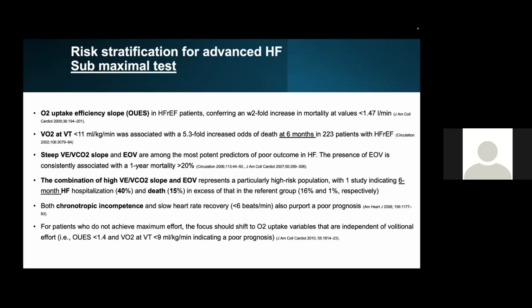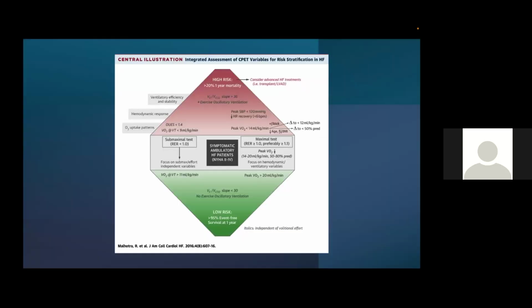So we have those numbers, and as shown in this very nice diagram, we have a red zone and a green zone. The red zone is the high-risk category, with mortality more than 20%. So we look for these numbers if the patient doesn't reach maximum exercise capacity. They did this study in symptomatic ambulatory heart failure patients with NYHA class 2 to 4, and they looked at those numbers, and they can divide our patients into 3 parts.